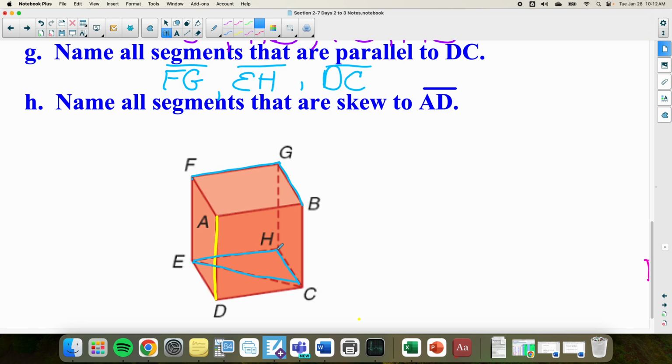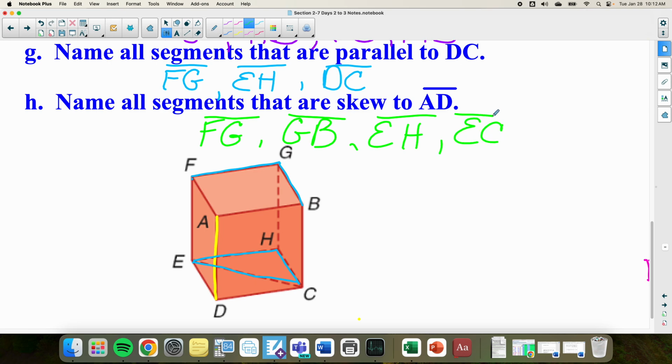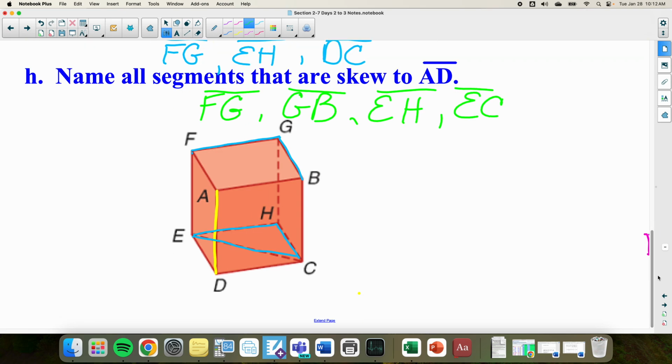Now, let's look what we have left. This one touches it. This one touches it. This is parallel. This one touches it. This touches it. This is parallel. That's parallel. So I think we have them all. Okay? So we're looking at 4. So we'd have FG. Do you guys see any that I missed? EH and EC. Touches, touches, parallel, parallel, touches, touches, parallel, touches. Yeah, I think that's it. Okay? All right, now let's go to our last page.